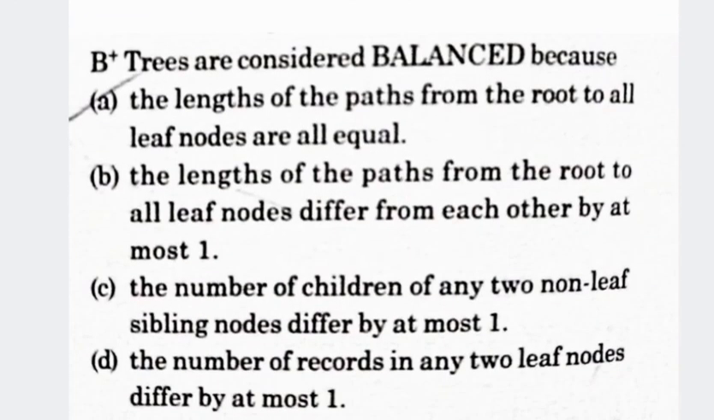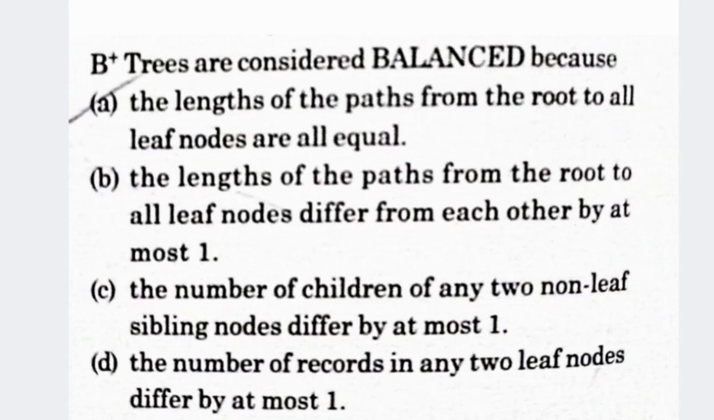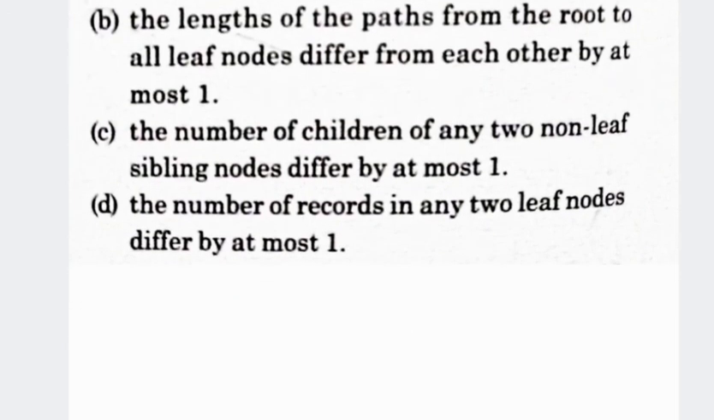B plus trees are considered balanced because... It is a very straightforward and easy question, and the correct answer is option A, because we know that the length of the path from the root to all leaf nodes is equal. So here option A is your correct answer, and this is the last question of this session.